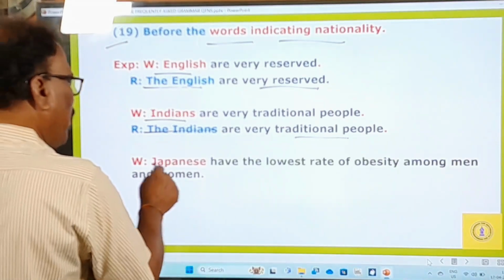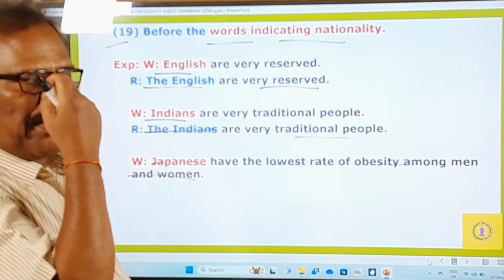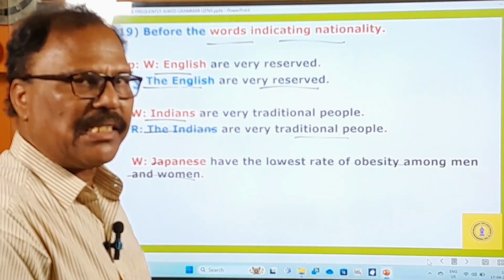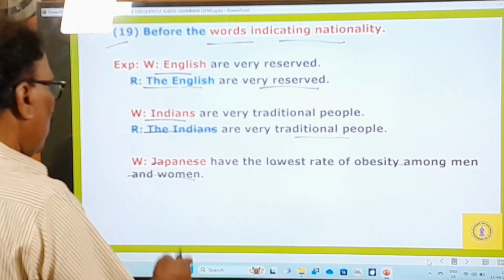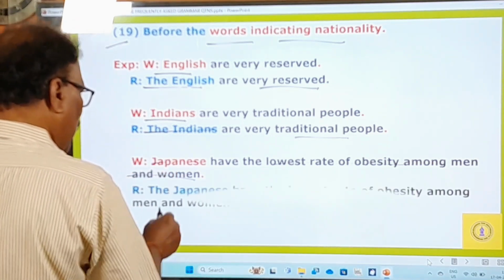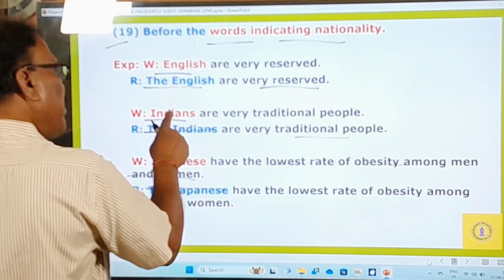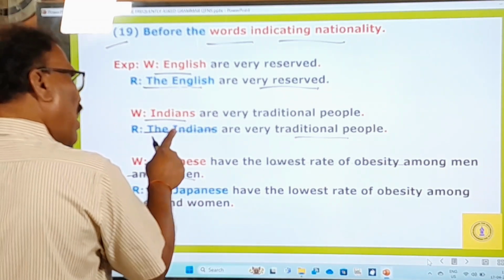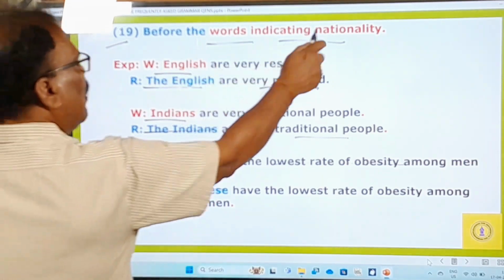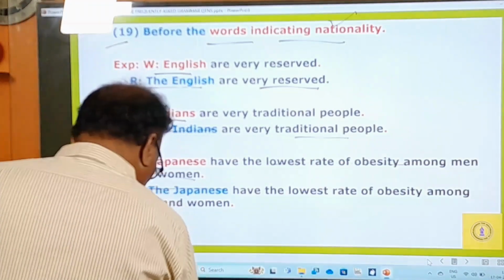Right. And the Japanese have the lowest rate of obesity among men and women. So in Japan, people suffering from obesity are fewer, both in men and women. Okay, so Japanese is the name of the nationality. Before that, you have to say the Japanese. The Japanese means the people of Japan. The Indians means the people of India. The English means the people of England. That is the meaning. So before the nationality we have to use the definite article. Right. And now let's move on to learn other things.